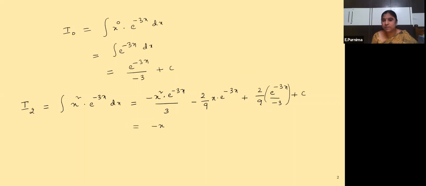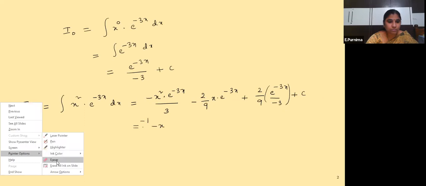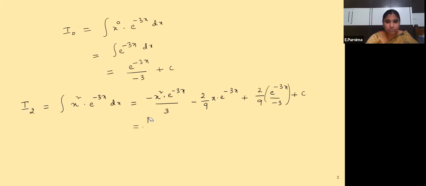So on the whole, what is the term here, children? 9 into 3 is 27. So 1 by 27 I can take common. Minus 1 by 27 I can take common. Okay. So it is now here minus, what is the term here, children? Minus 1 by 27 I am taking common. And what else comes common? E to the power of minus 3x is also common. Okay. So minus e to the power of minus 3x by 27 I am taking common, children.